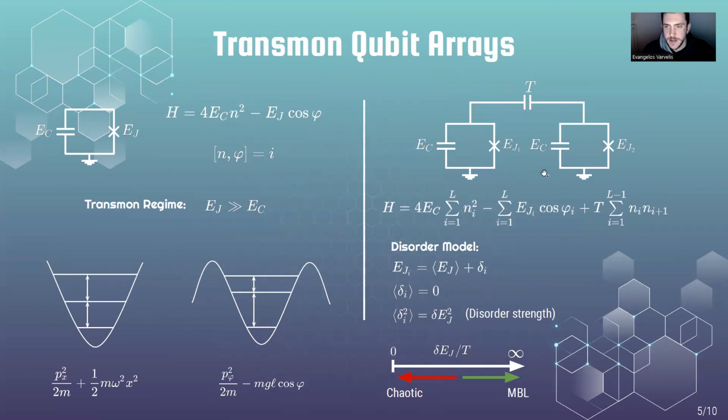But the key point is what the disorder means. I modeled my disorder here by allowing this Josephson energy to randomly fluctuate, so I'm introducing random fluctuations to this term. If I compare it to the classical analog, a pendulum, it's like I had multiple pendula where each one of them has a different length. Okay, I see.